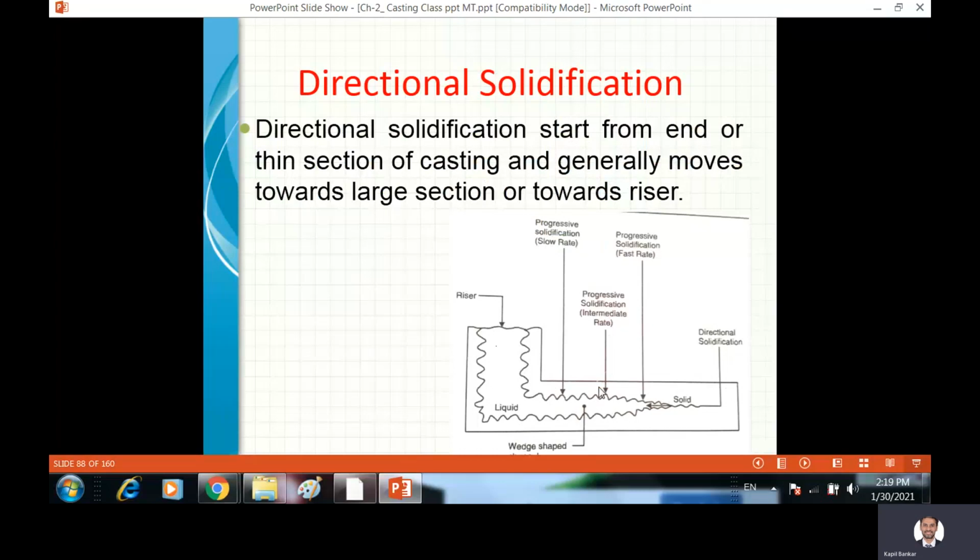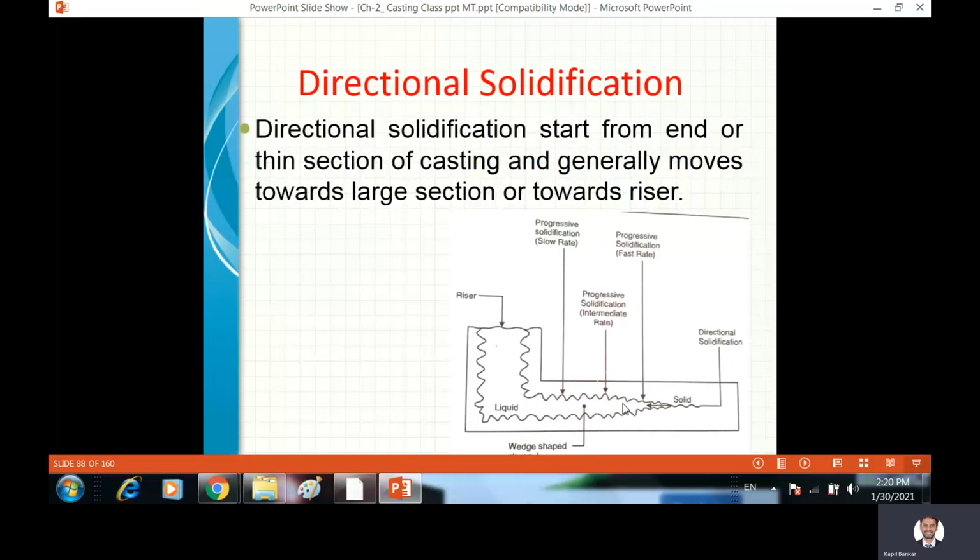But when the progressive solidification dominates over the directional solidification, what happens? This parallel solidification is fast and this directional solidification is slow. Then at that time, here some messy portion is there, but here a solid portion is there. In this messy portion, suppose molten metal is required. At that time, there is no gap to enter your molten metal into some particular space. So a shrinkage defect will form.